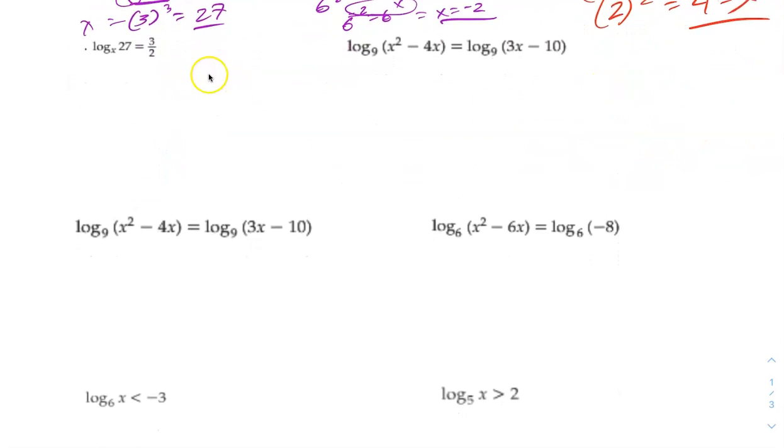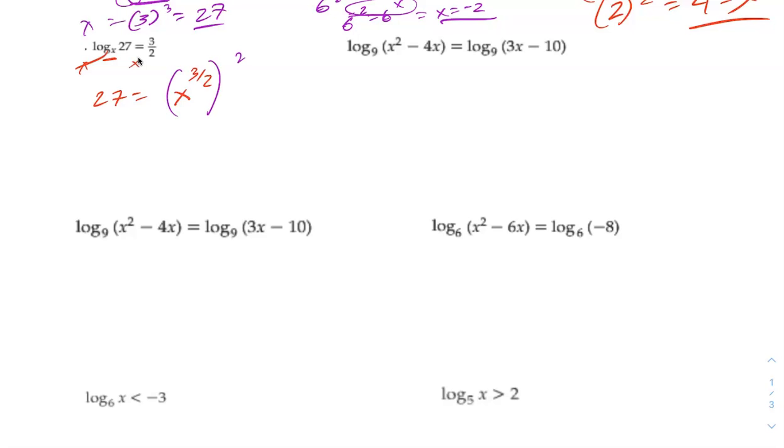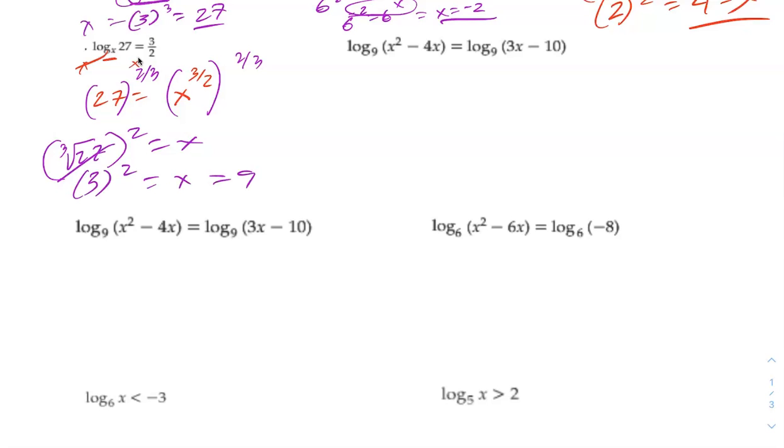Log base x of 27 equals 3/2. So same idea here. Rewrite it, take the x to both sides. 27 equals x to the 3/2. And just like before, we want to take the reciprocal power of both sides. Do the root first, so cube root of 27. And we're going to square that. Cube root of 27 is 3. 3 squared is 9.